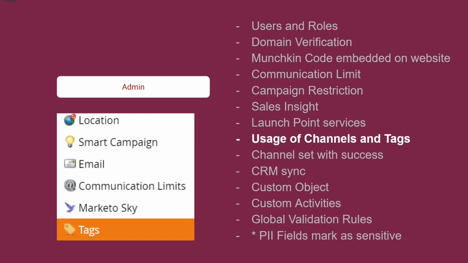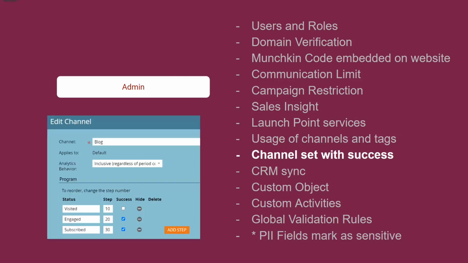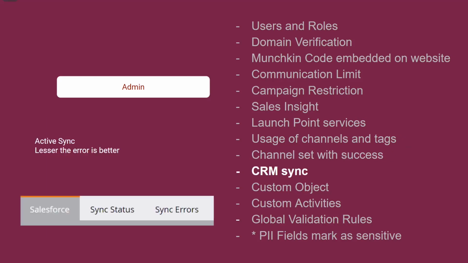Number 7. A channel with a success mark always gives you the exact number of successes in the program. Make sure all the channels that are created have at least one success point. Number 8. CRM sync. It is optional though. If it is integrated, make sure it is working flawlessly and the status is active and running. Check all the sync errors and create a metric to present the type of errors encountered so far, and share the recommendations along.